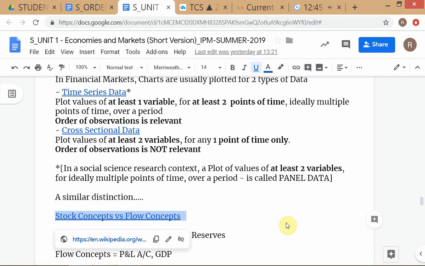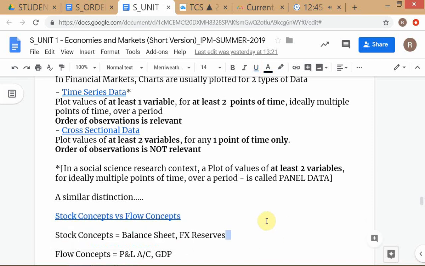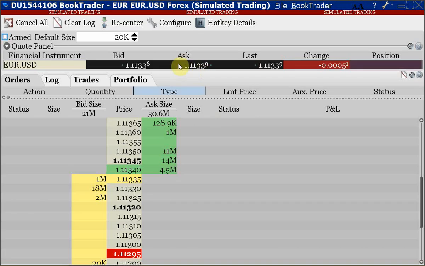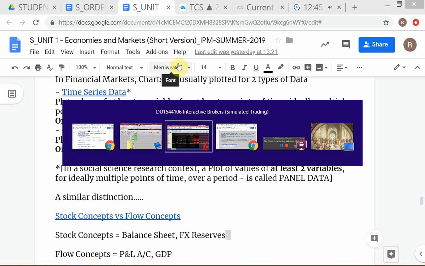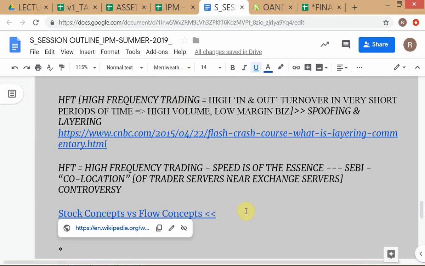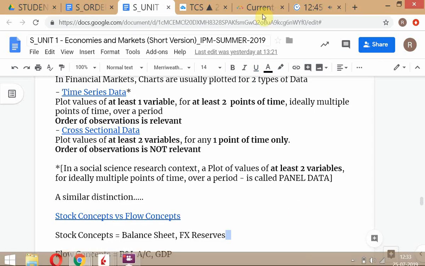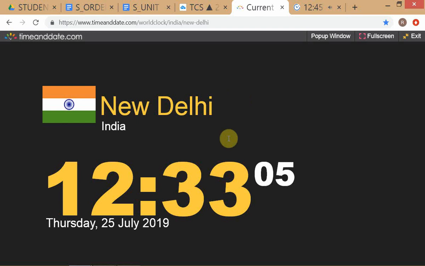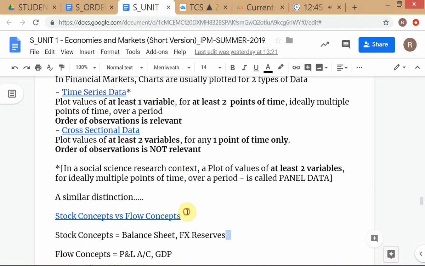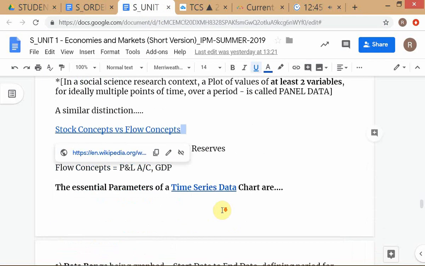Stock concept versus flow concepts, I'm going to discuss later because I don't have time. Not covered. I have about 12 minutes. Now I'm trying to quickly see what else I have to cover.